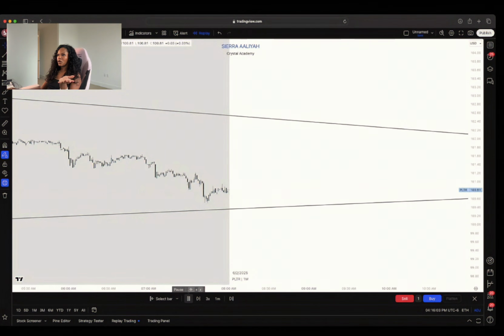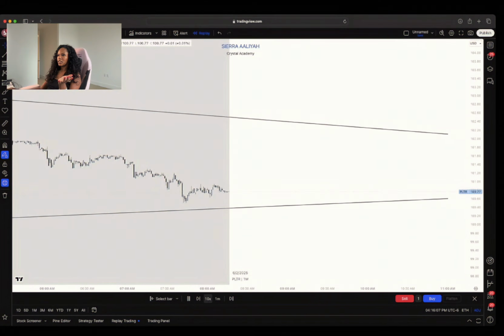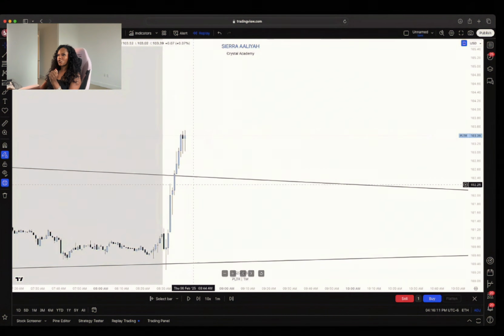But essentially, once the stock market opened today, right? Let's bring the speed up of this. Once it broke out of this triangular formation, I actually entered off this candle here at 836. That was where I entered at.